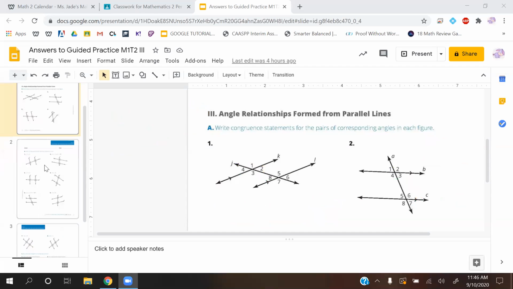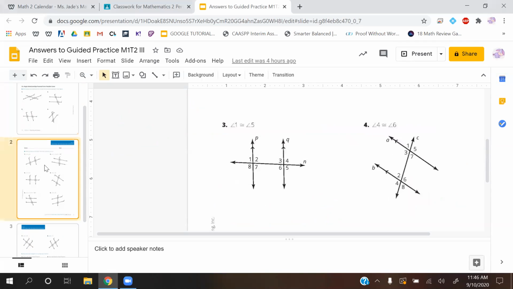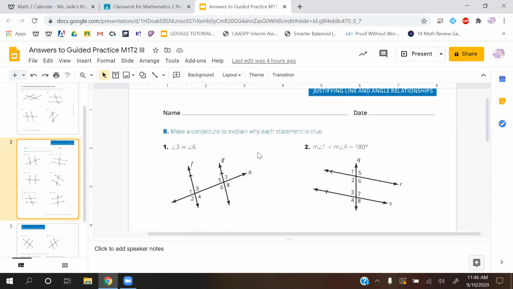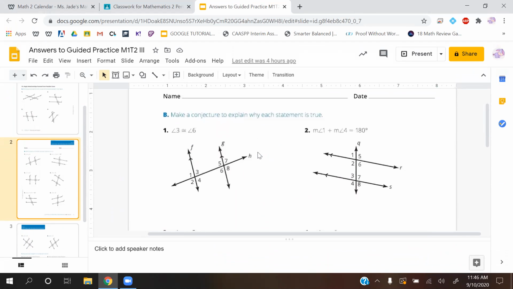Now we're going on to the second page. So I want you to go to the second page, and then we're going to make conjectures to explain why each statement is true. So over here, I'm going to start annotating again. I'll just annotate in red because it's easiest to see. Okay, so we have measure of angle 3 is congruent to measure of angle 6.